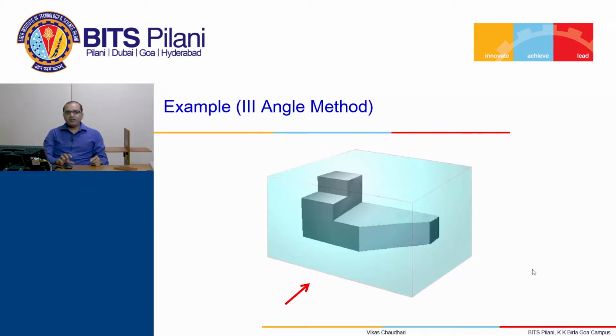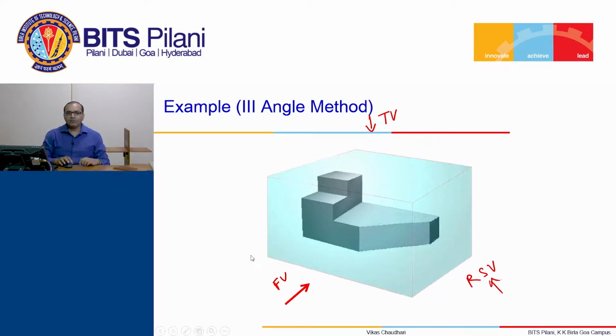Let us have an example which is solved with the third angle method of projection. So we have the object, and we have the observer. Wherever the direction arrow is shown, that is nothing but the direction to view the front view. So the observer will see the front view from this direction. For the top view, the observer will be at this particular point, and for the right side view, it will be seen from this particular side.